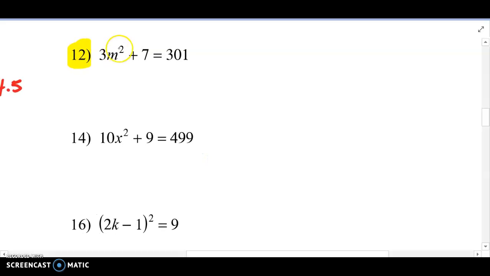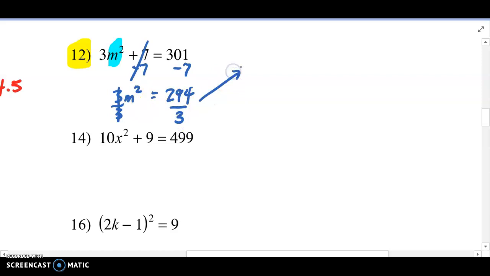Next one. Okay, we need to get this m squared right here all by itself. So we need to get rid of that plus 7 and we need to get rid of that 3. So plus 7, I'm just going to subtract 7. Now let's rewrite it. So now I have 3m squared equals 301 minus 7 is 294. Now I need to get rid of that 3 and I can just divide by 3.